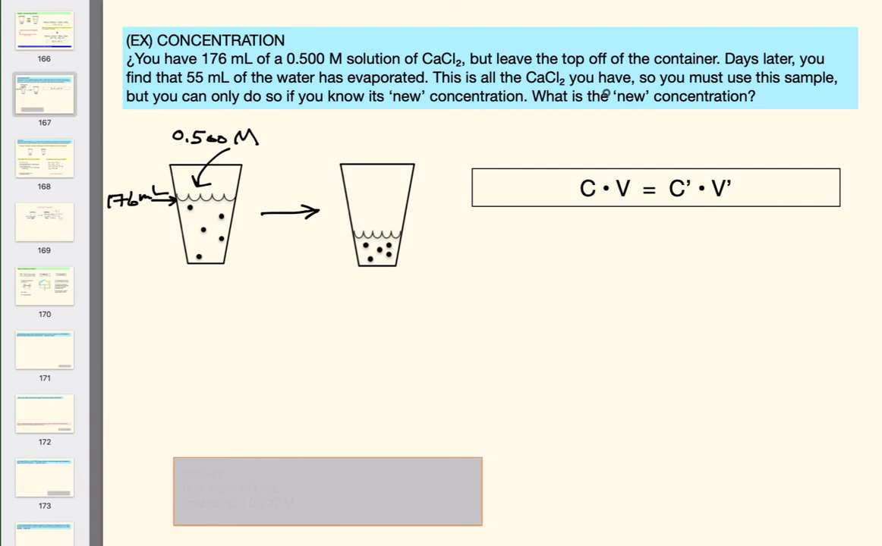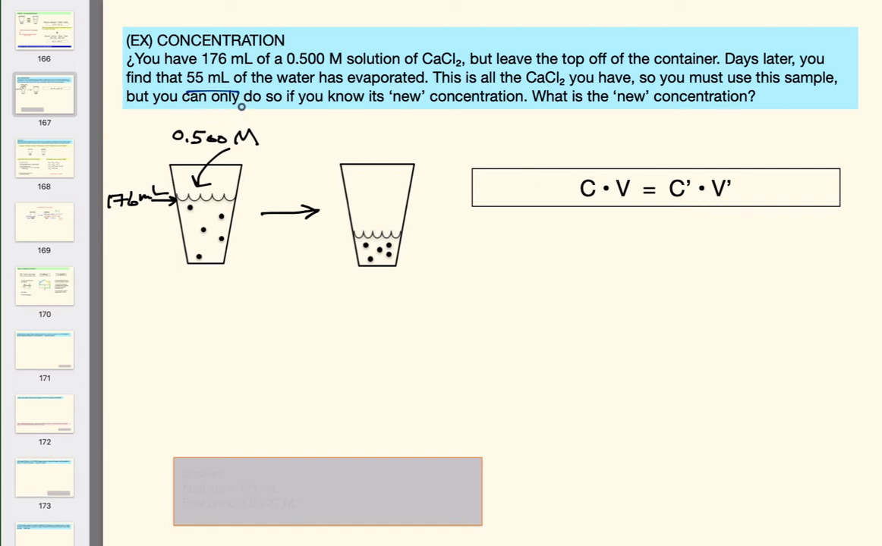This is all the calcium chloride you have, so you must use this sample, but you can only use it if you have the new concentration. So what is the new concentration? Let's substitute in the numbers. Before, you had 0.5 molar concentration and 176 milliliters. And after, we're trying to calculate the concentration, but now we need to know the final volume. Let's see, what was the final volume?